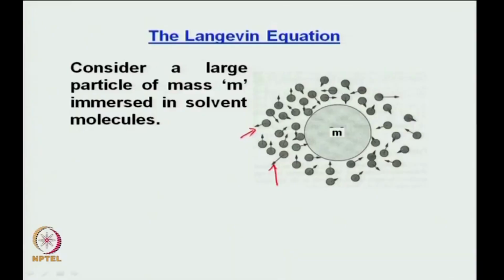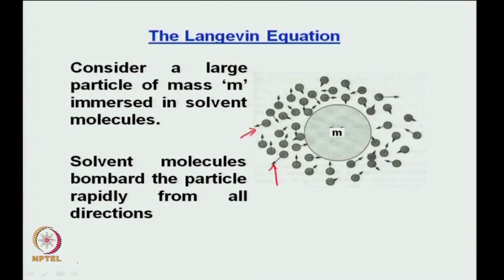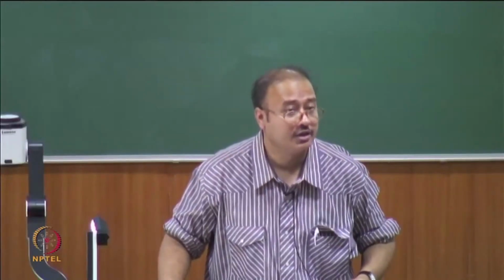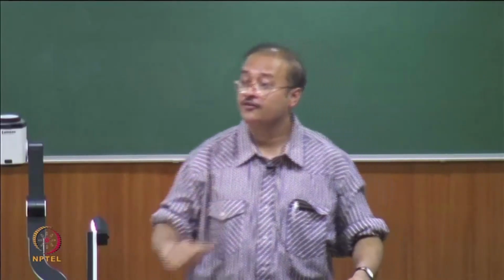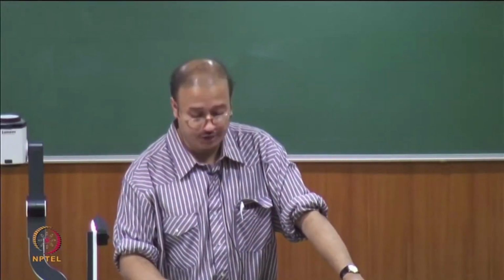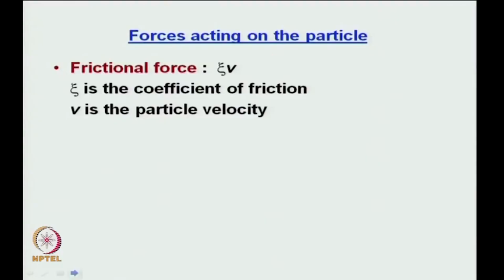Okay. Now, next, as I said, solvent molecules bombard the particle rapidly from all directions. Now, what is the result then? Let us consider the forces acting on the particle. Obviously, one is the frictional force, because your solvent would have a certain viscosity, which would give rise to a certain friction, and this we have seen before. Here xi is the friction coefficient and v is the particle velocity. Now, that is one.